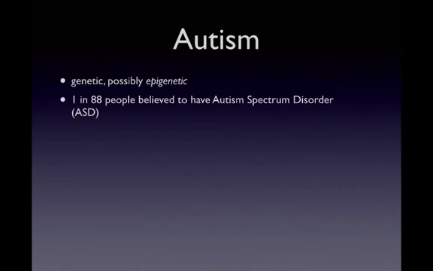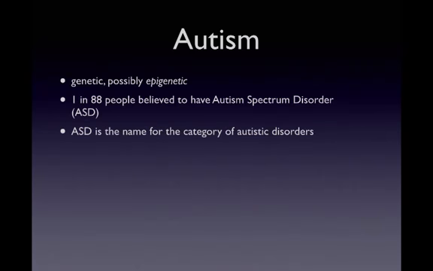Another disorder with genetic links is autism. Autism tends to run in families, and twin studies have shown that there is a strong genetic influence for this disorder, although the number of genes and the specific genes involved are still a mystery. It's currently thought that autism probably has an epigenetic cause as well. Autism and the autism spectrum disorders have been more common recently, and currently 1 in 88 people are likely to have an autism spectrum disorder.